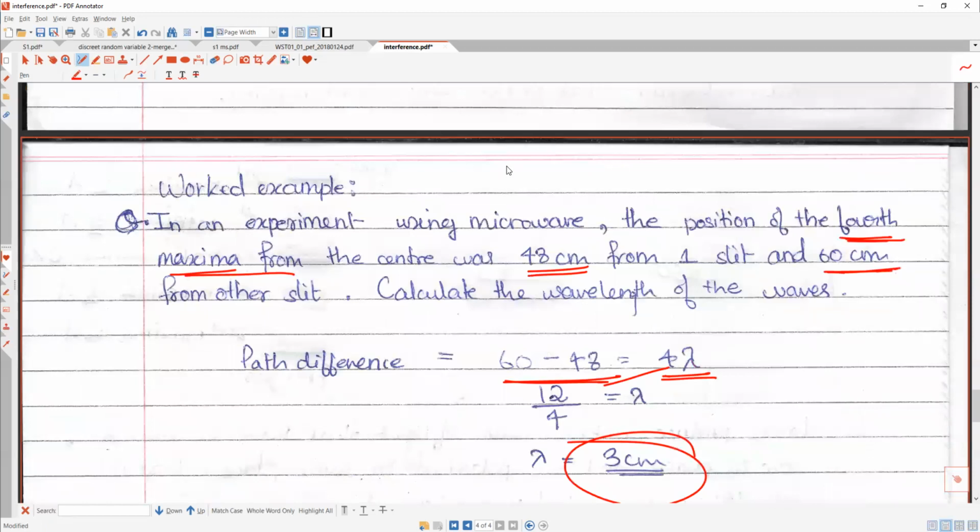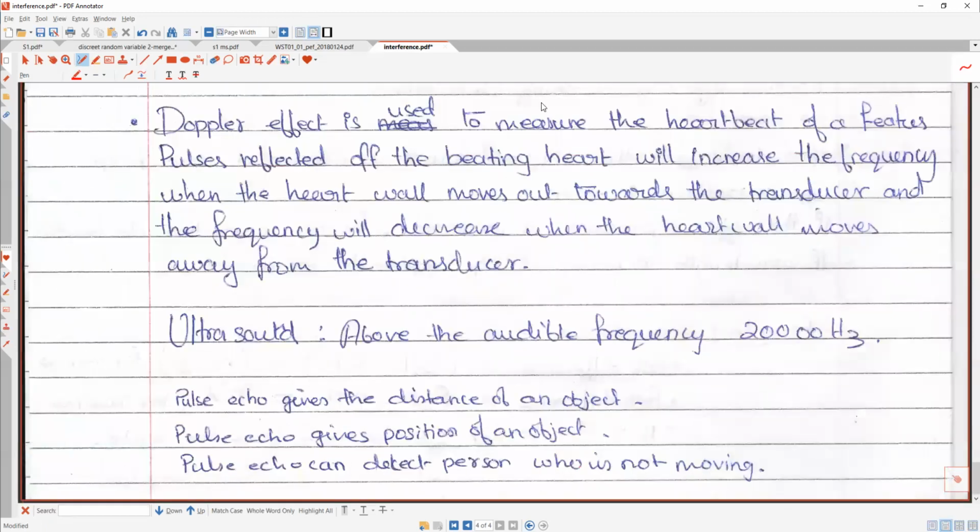Okay, now I think interference is over. Doppler effect is not there in our syllabus. Ultrasound is there. I think I already mentioned to you that the audible frequency is 20 hertz to 20,000 hertz. Audible frequency, fine then.